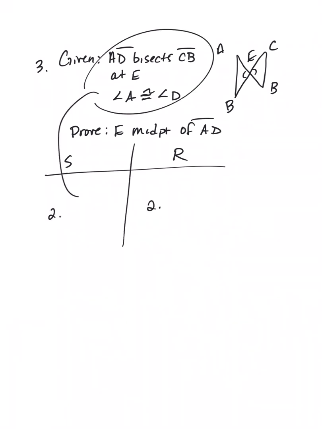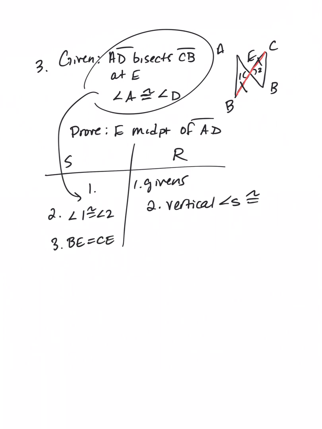So here you would write the givens for line 1, line 2. You're allowed to take a shortcut and just call this 1 and 2. Angle 1 is congruent to angle 2 because vertical angles are congruent. So we have AD bisecting CB. Highlight CB. That's the thing that's being bisected. So that gives us BE is congruent to CE. Definition of a segment bisector.